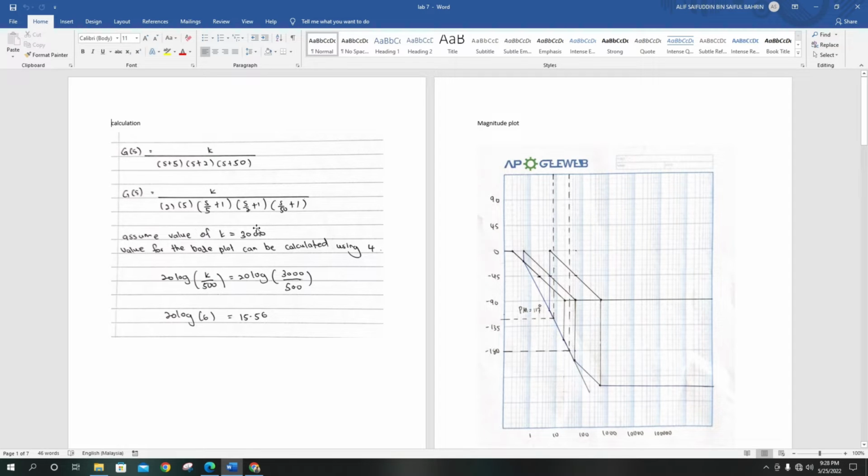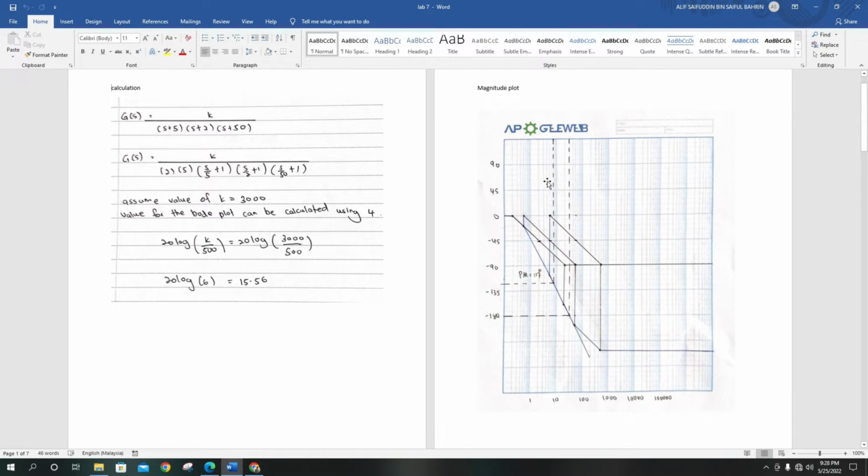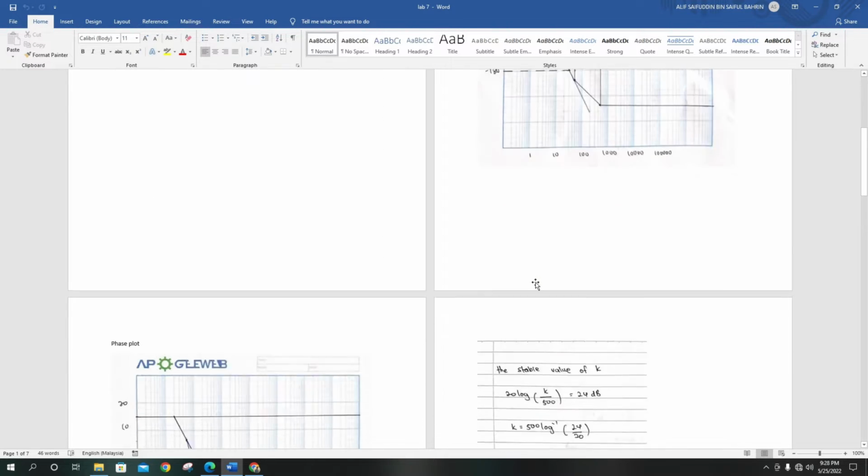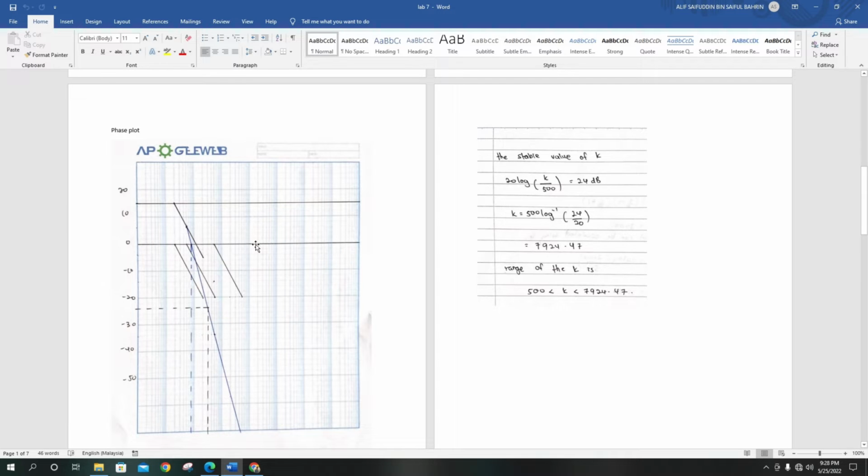So this is the calculation that we have made. The value that we get from the calculation is 15.56. So we assume K equal to 3000. We do a magnitude plot, and this is the plot that we get, and the PM that we get is 117 degrees. So this is the phase plot that we get.